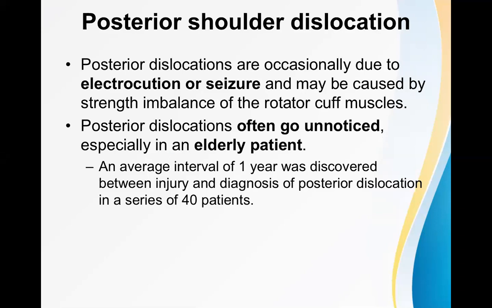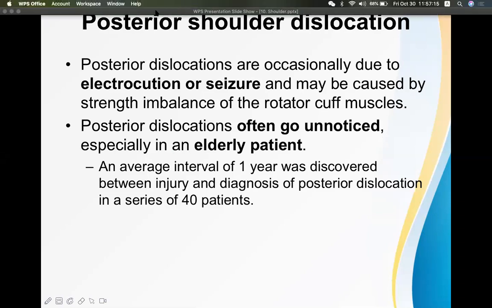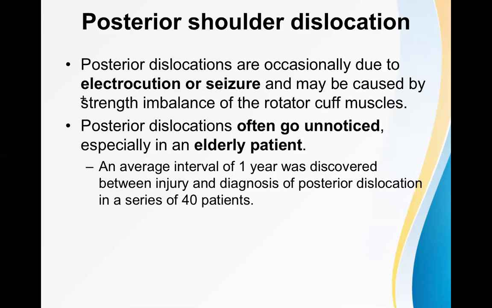Now, what about posterior shoulder dislocation? The posterior shoulder dislocations are occasionally due to electrocution or seizure. Now, what is electrocution? Anyone? Electric shock. Exactly. This is electrical shock injury, and so many people come to the hospital because of electric shock injury, isn't it? This is a lethal type of injury.